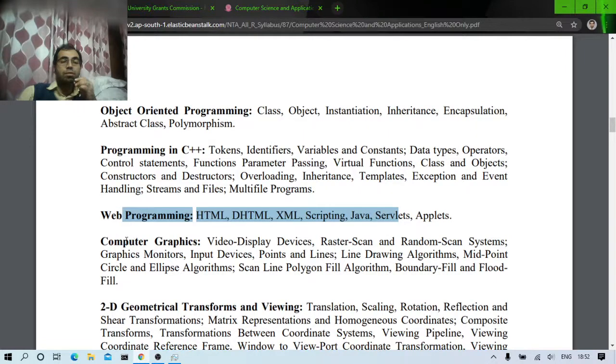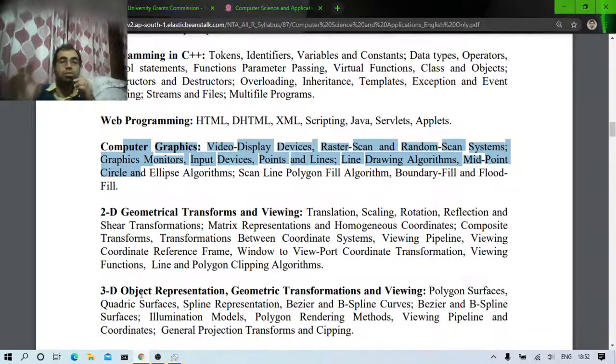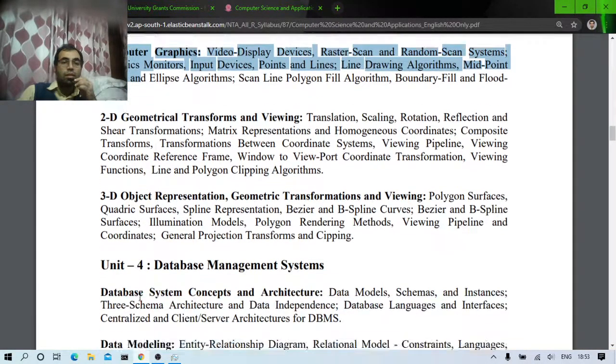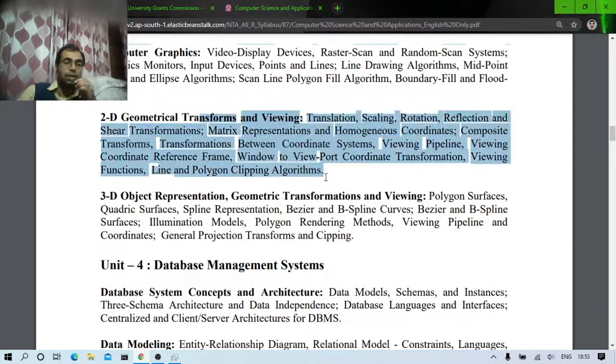Computer graphics, this will not come in the GATE exam, okay, but in the UGC NET exam there will be 1 question from this topic. Then comes 2D geometrical transformations and viewing. This will not come in UGC NET or GATE exam. It is written in the syllabus of the UGC NET exam, but they will not ask questions from this side.